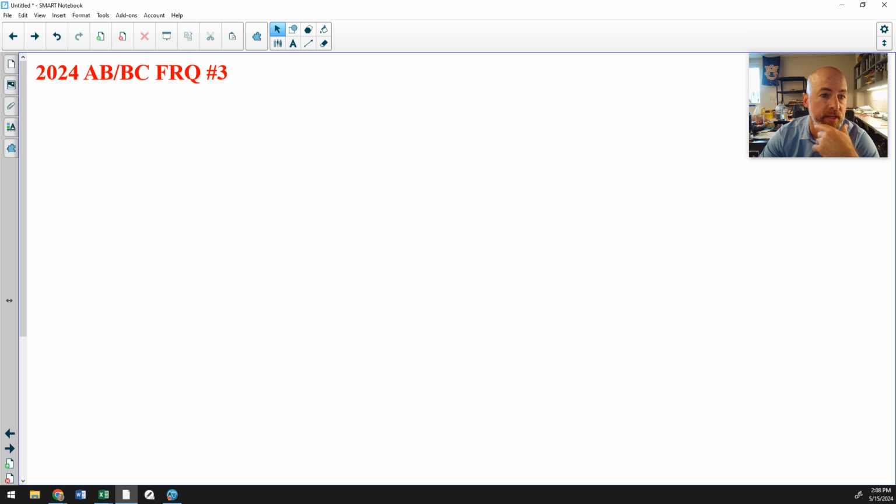H is measured in feet. T is measured in hours after noon. It is known that H of 0 is 4. The portion of the slope field is given. Sketch a solution through the point (0, 4). Okay, this is going to be kind of hard to do because I'm not supposed to screenshot the questions as I'm solving them.